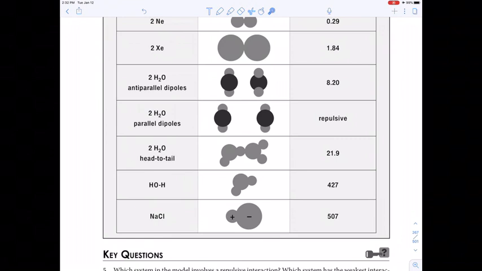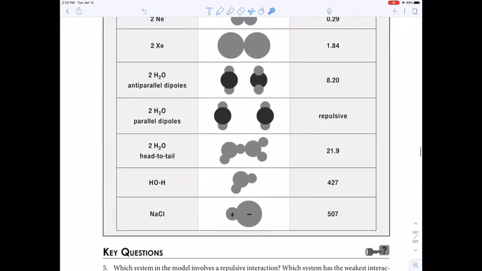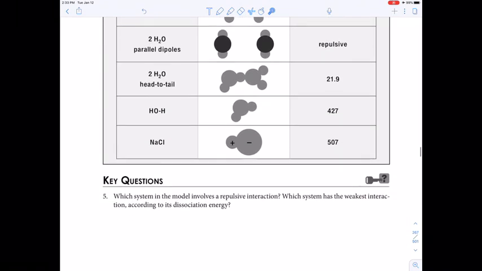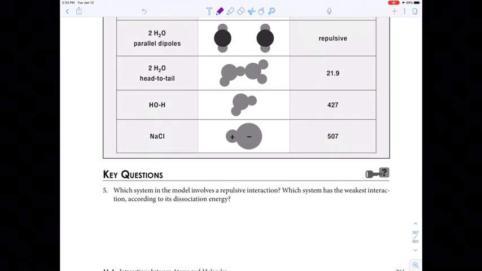So notice here also we have H2O, H2O, H2O, HOH. Surprise, that's H2O also. It's just shown as HOH because they want to talk specifically about this bond between the oxygen and the hydrogen. So they have water in three different sort of alignments. Which system in the model involves a repulsive interaction?